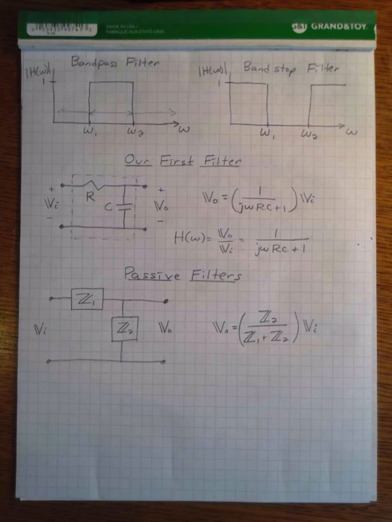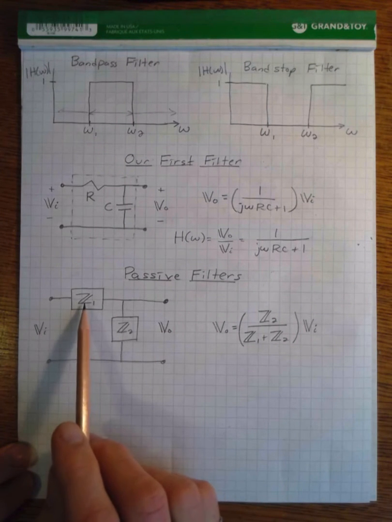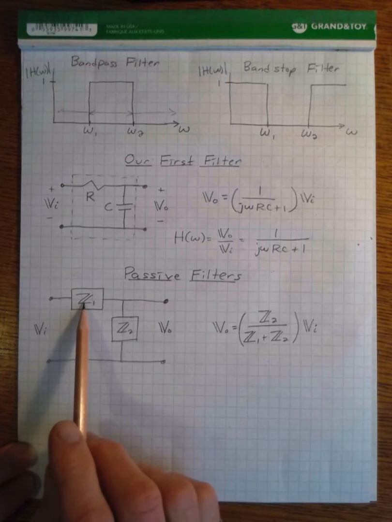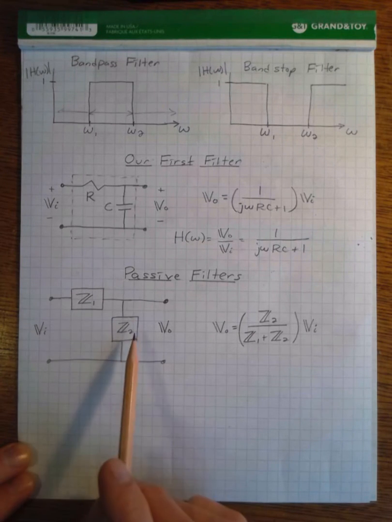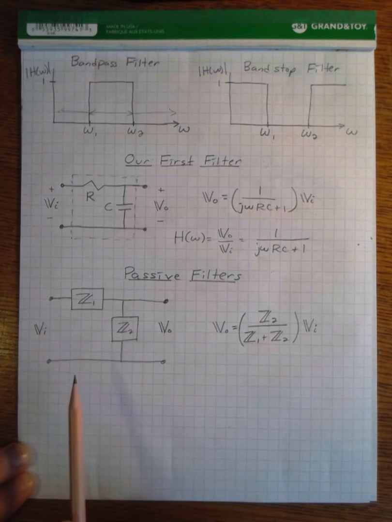And the first two filter classes, the low pass filter and the high pass filter that we're going to be looking at, have this basic structure. So we have an element with impedance Z1 in series with our input, and then an element with impedance Z2 in parallel with our output.